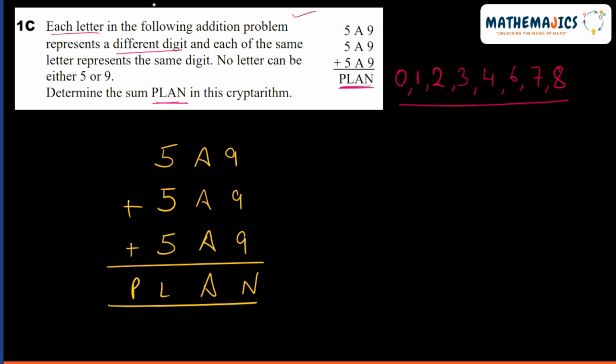Okay, so let's start solving this question. I can see there are 3 9s. 9 times 3 is 27. So I'll replace this n with 7. This will become 7 and 2 will be carried forward. Now 7 is here. That means 7 can't be used again.